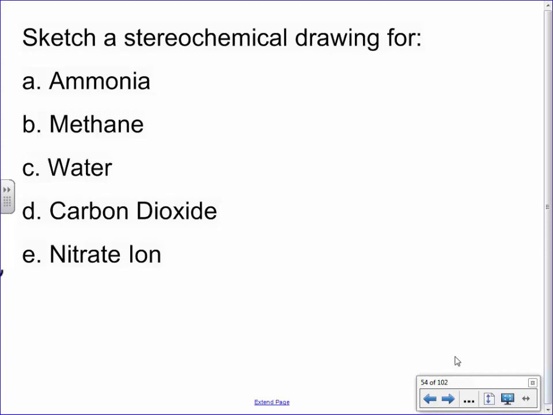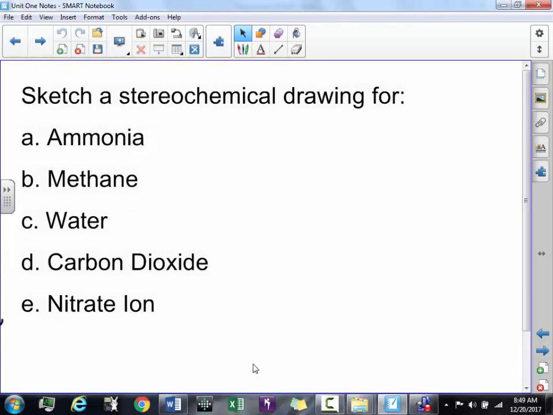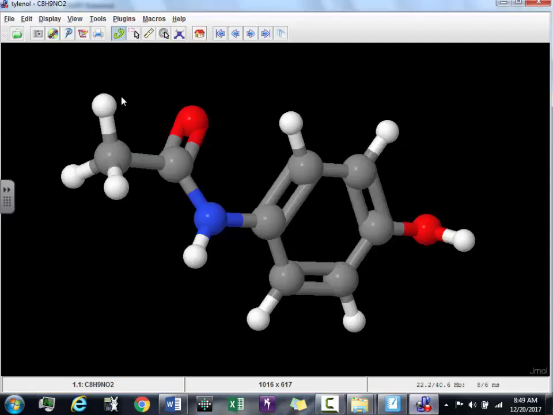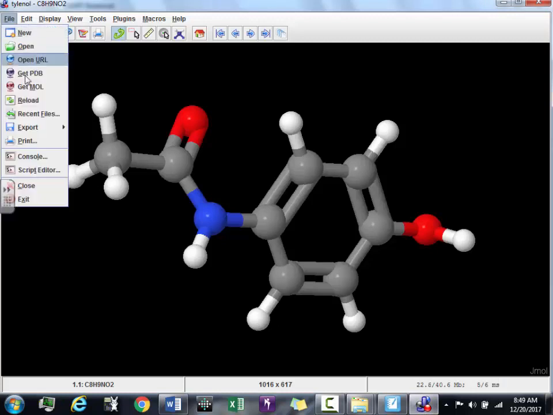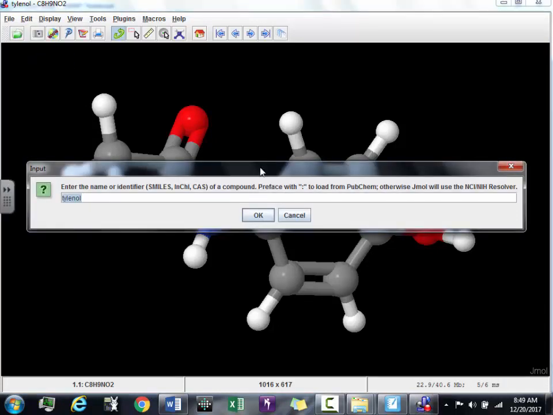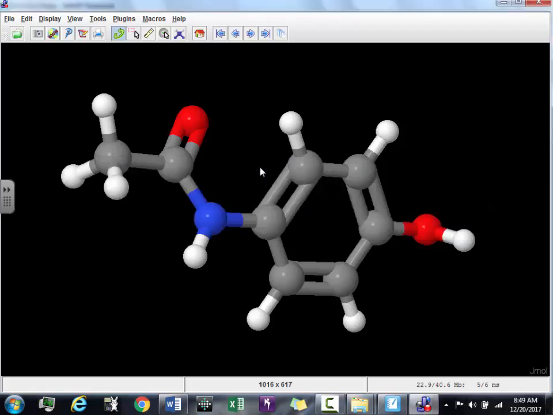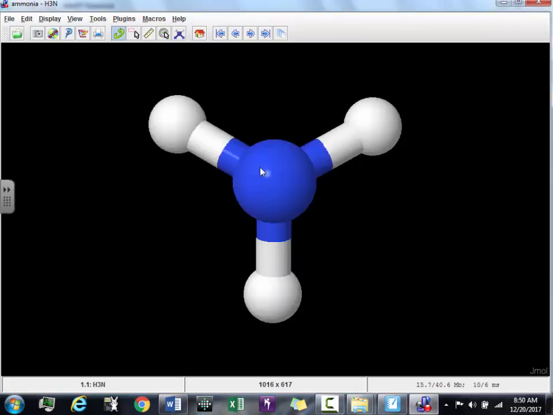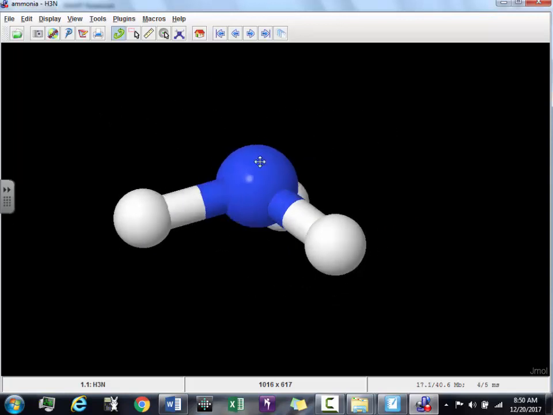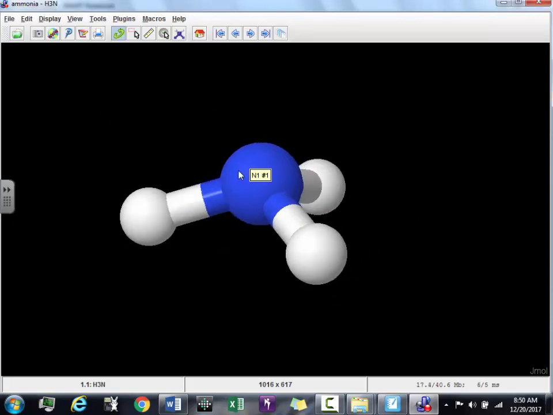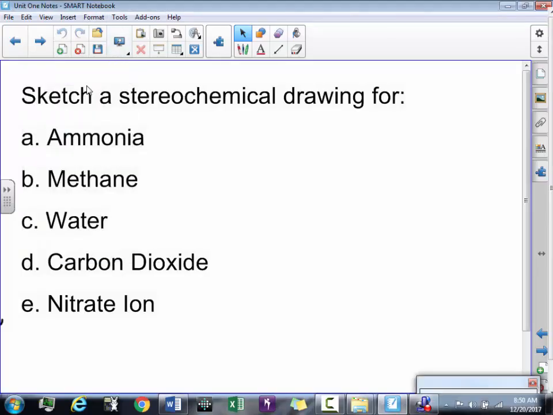So let's walk through a couple examples here. Our goal is to be able to draw them in 3 dimensions, and eventually, probably after today, I want to make sure you guys get a copy of this software. It's very useful. All you have to do is type in the name of a molecule, say ammonia, and it'll draw it for you as a 3D rendering, so that you can use the mouse and rotate it around. But if you don't have access to software like this, then we need another way of drawing them. So let's give it a try.